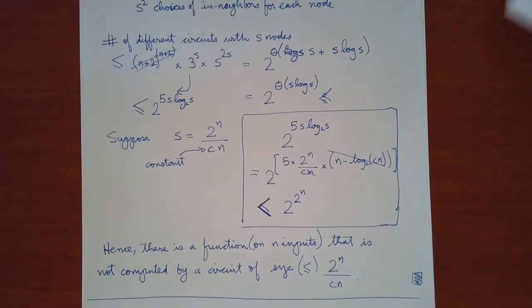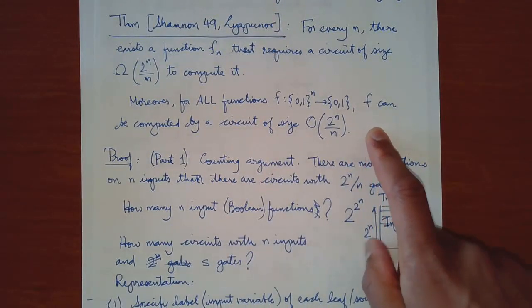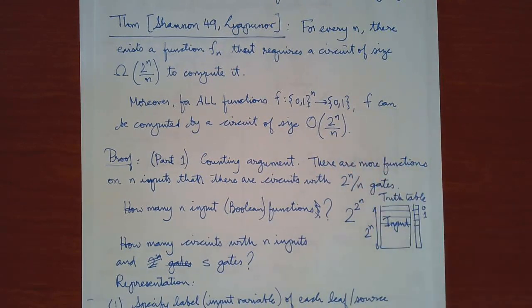The next lecture, we will do the second part of Shannon's theorem. We'll actually show that f can be computed by a circuit of size 2 to the n divided by n. And then from then on, we'll continue to more discussions of circuit complexity and how it relates to time complexity.